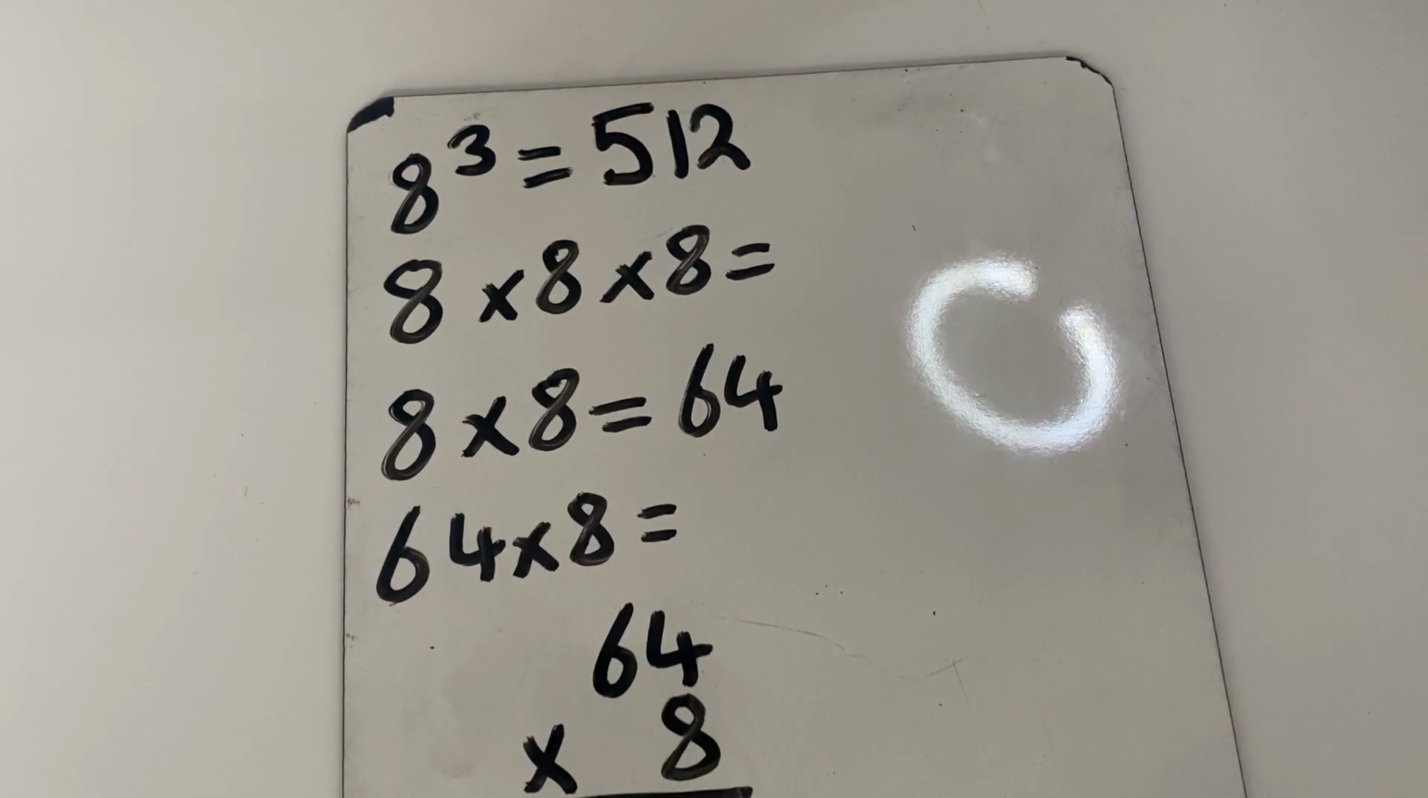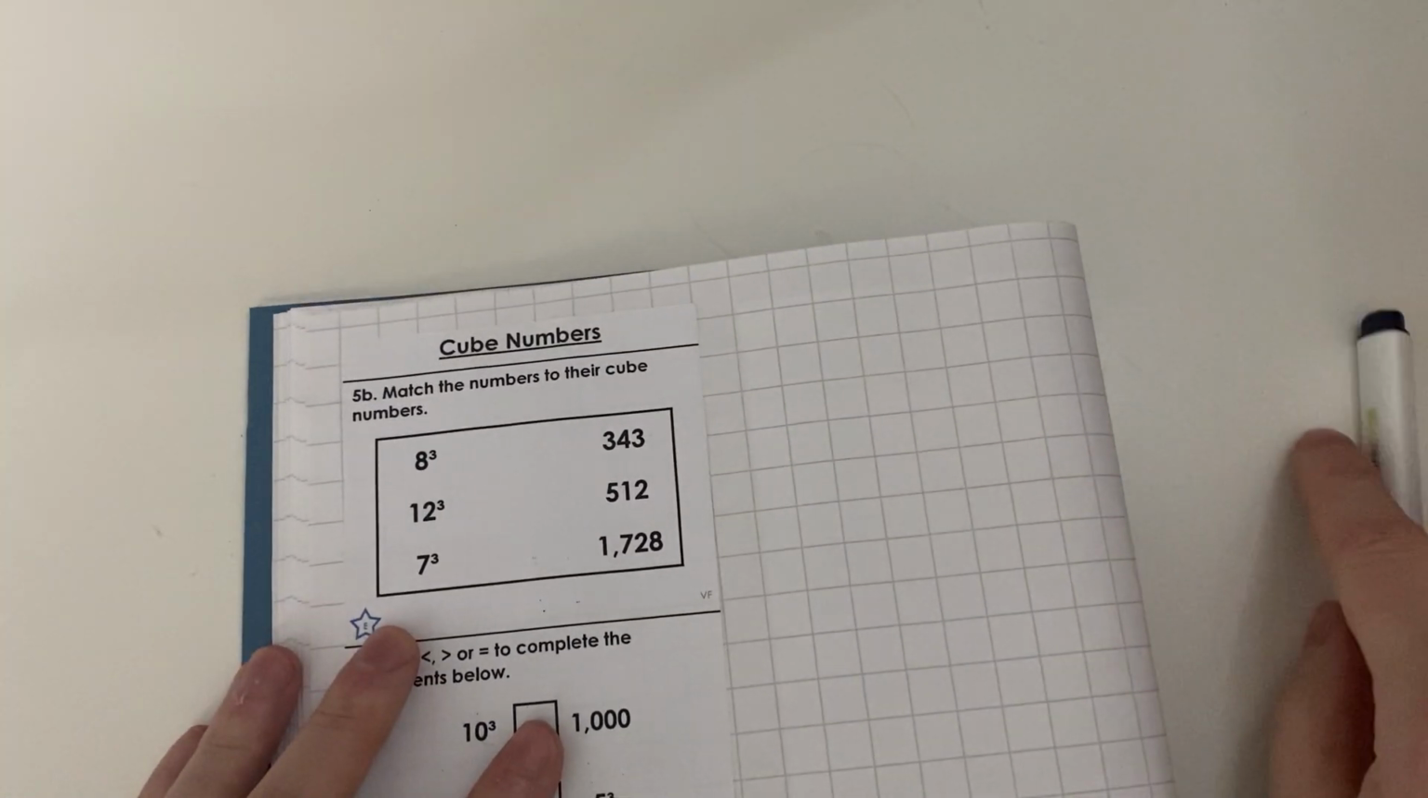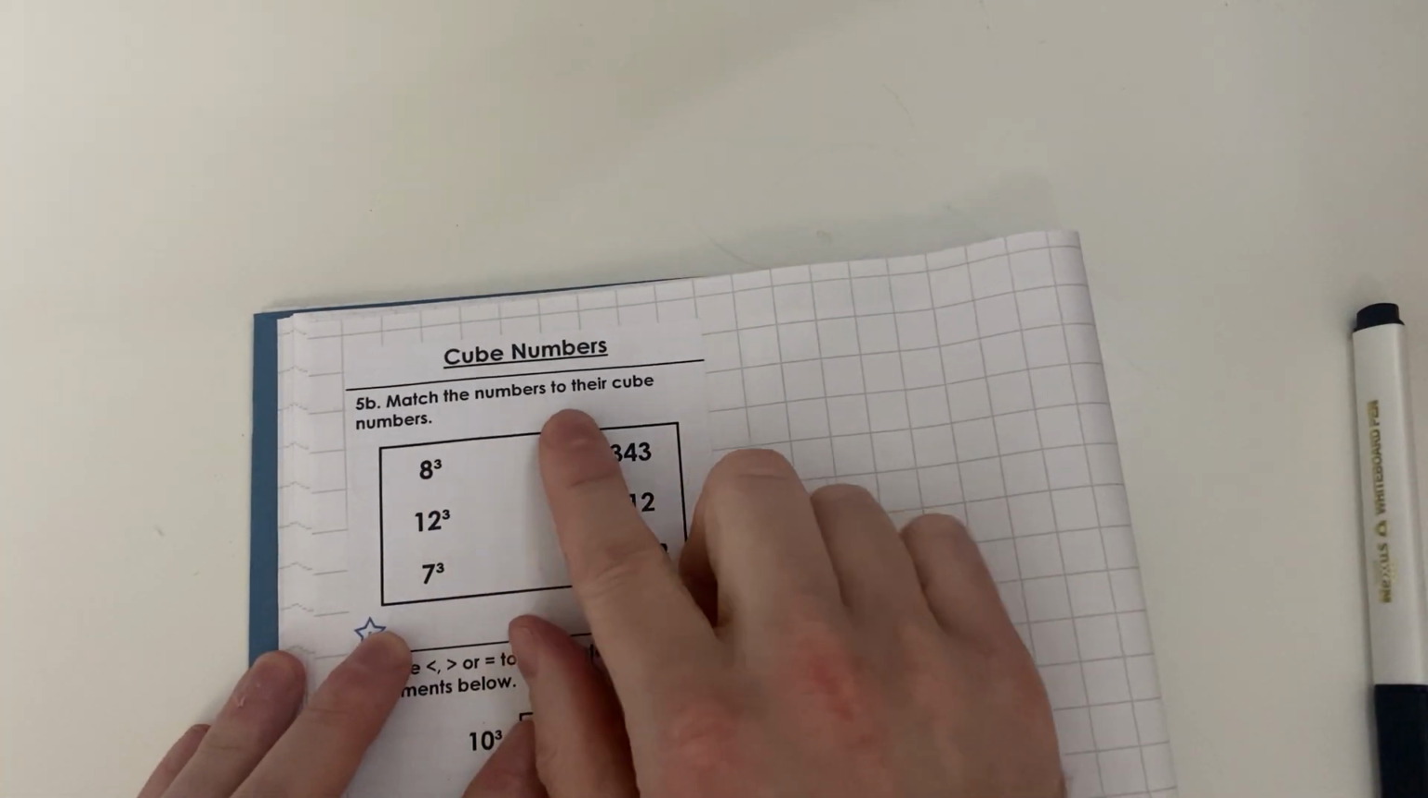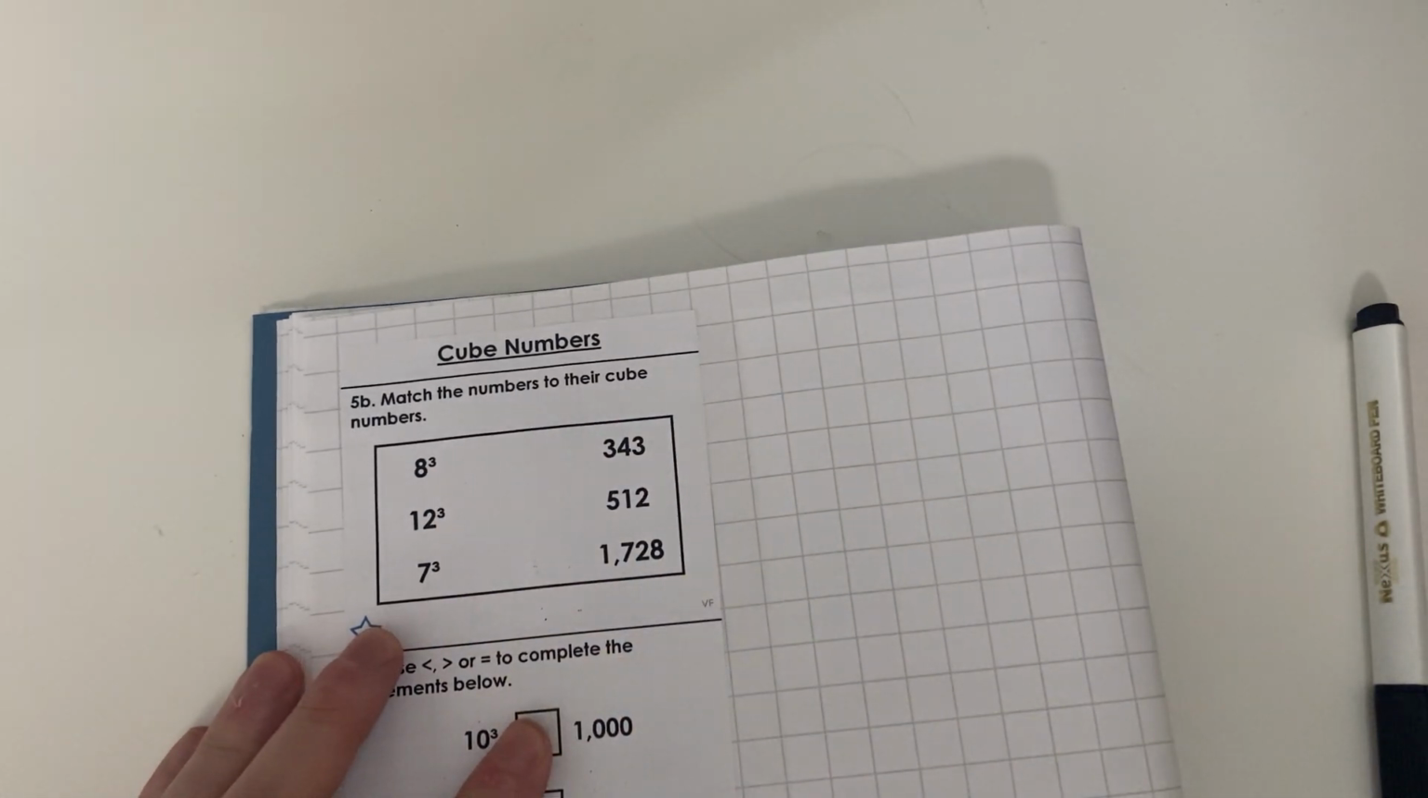So that's what a cube number is. We're now going to look at some of the questions that we're going to be answering today. So the first question says here, match the numbers to their cube numbers.